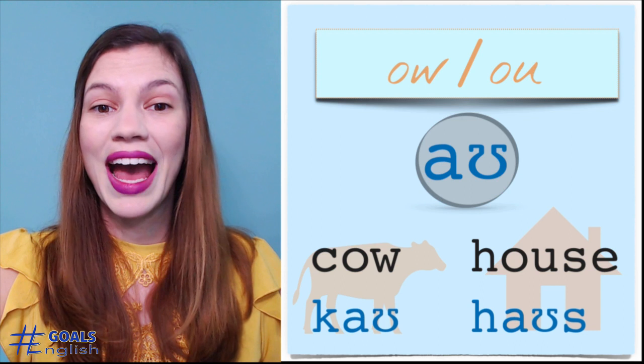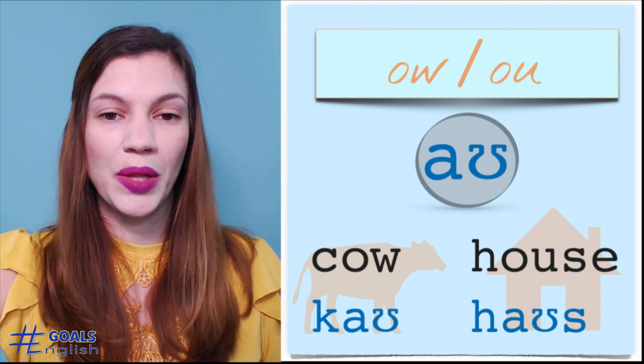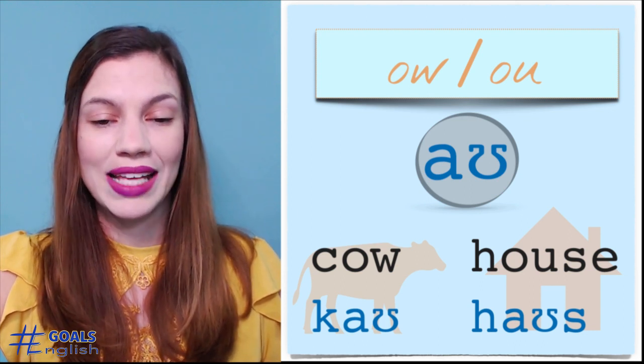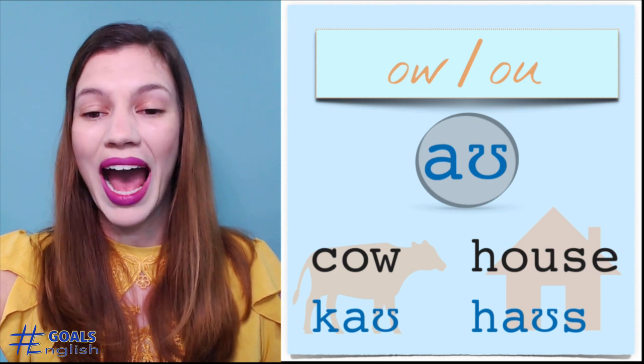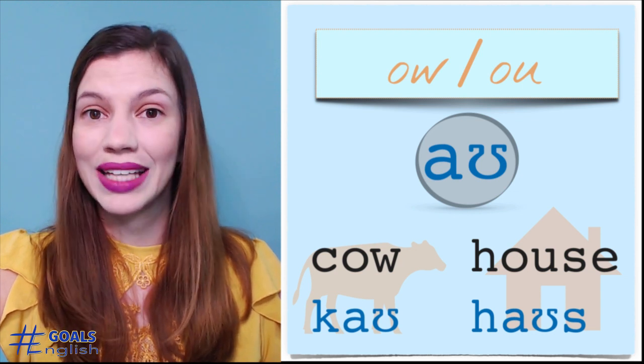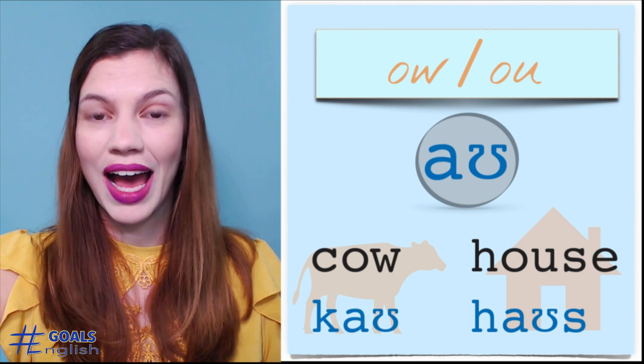So now we have ow, which is most often spelled with an OW or OU, as in cow or house. Ow, cow, ow, house.